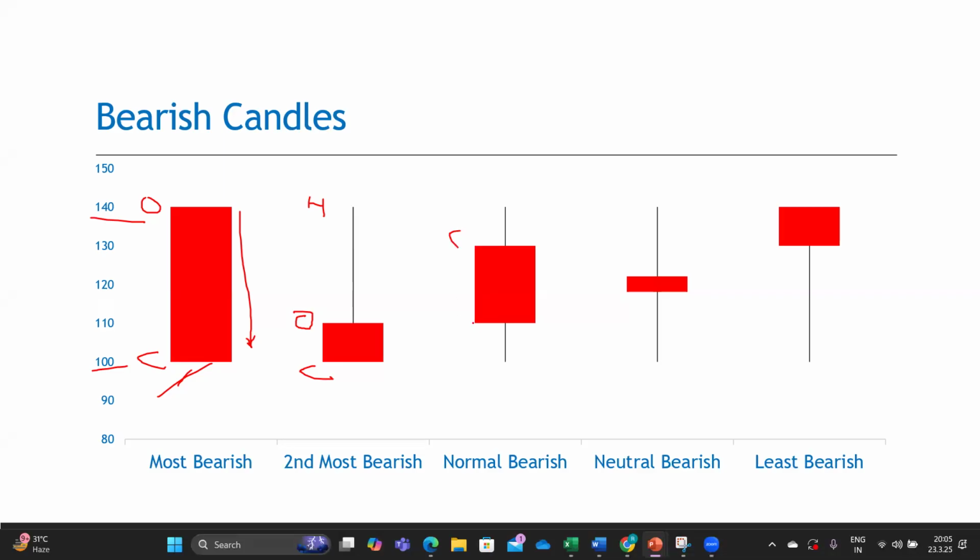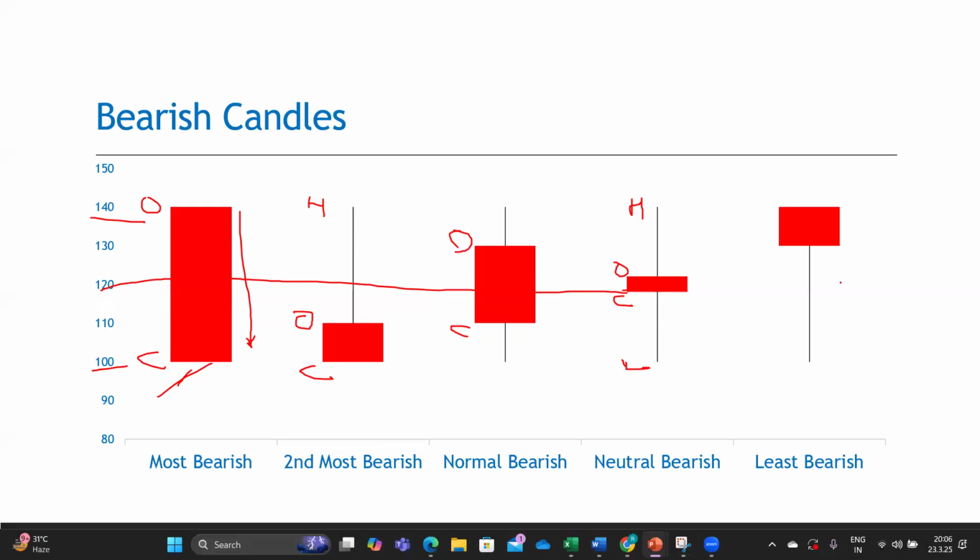This is close. Sorry, this is open. This is close. Okay, and these are your two wicks, which are on either side. This is neutral bearish. Neutral bearish means the stock opened, made a high, fell down to a very low level, again came back and closed at 110 or 125 or something, right? Sorry, this is close to 120.